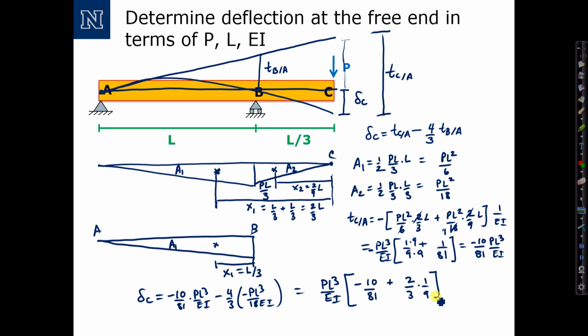Okay, reduces to that. Now I have 81, and 3 times 9 is 27, so least common multiple is 81. I need to multiply this by 3 over 3. Okay, therefore I have negative 10 plus 6, which is going to be negative 4 over 81 PL cubed over EI. And that complicated problem reduced to a nice, elegant, simple result, and that is our deflection at C.